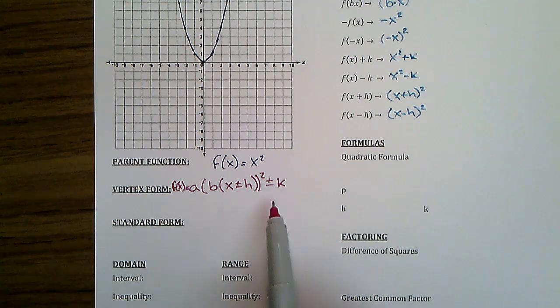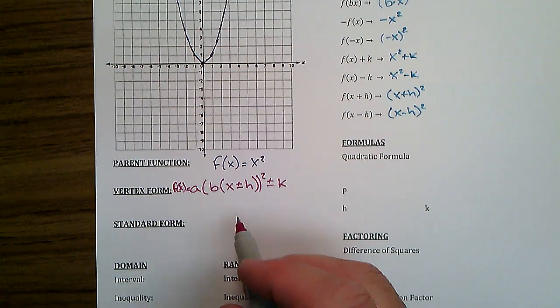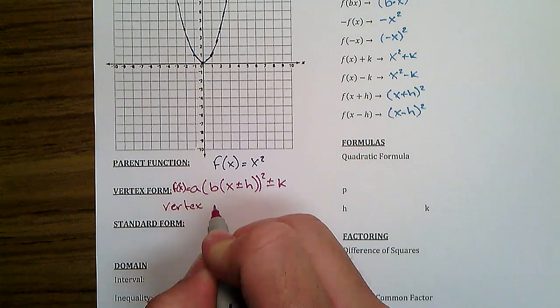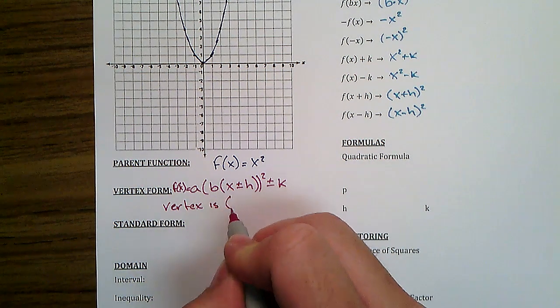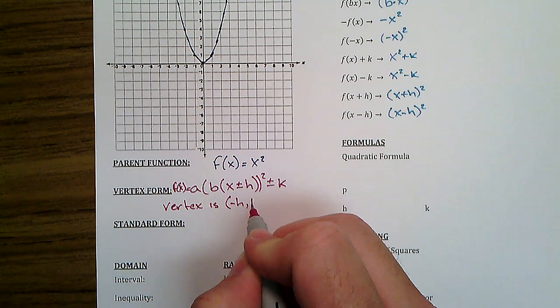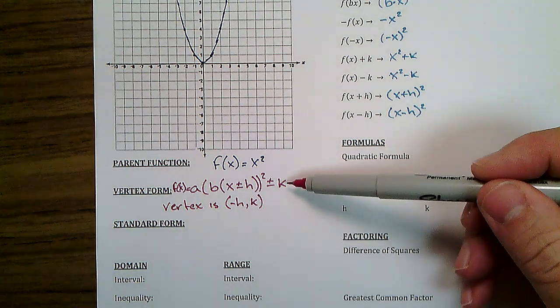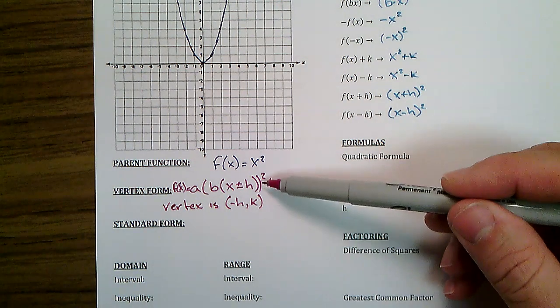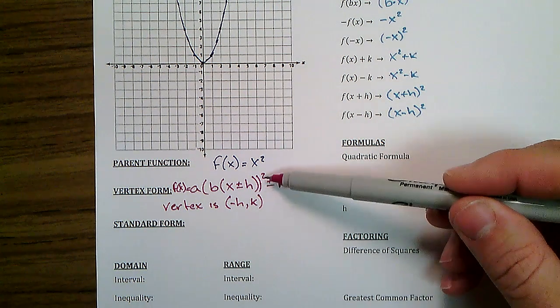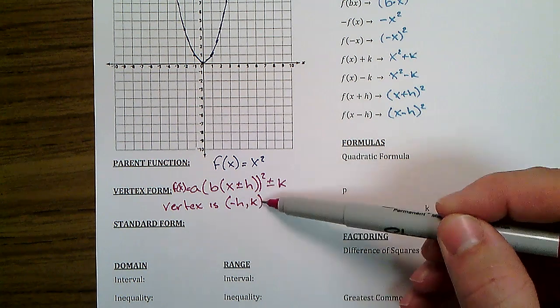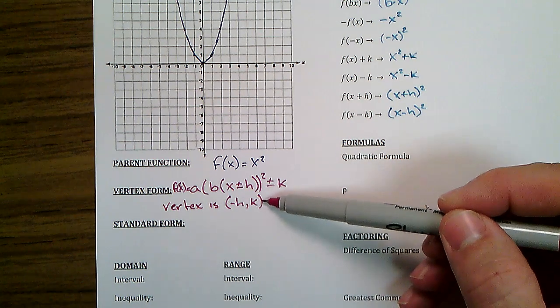And the reason this is called the vertex form, if we remember, our vertex is negative h comma k. So you can see when it's in this form without the squared function or the squared operation expanded, we can just simply read our function and get our vertex.